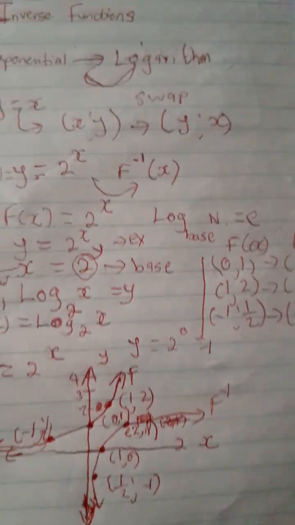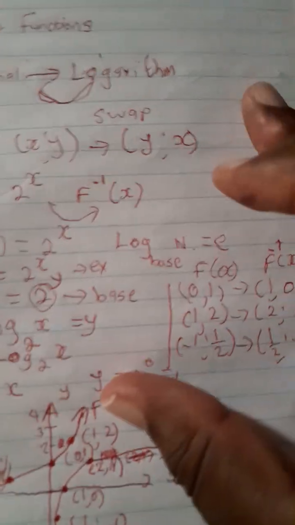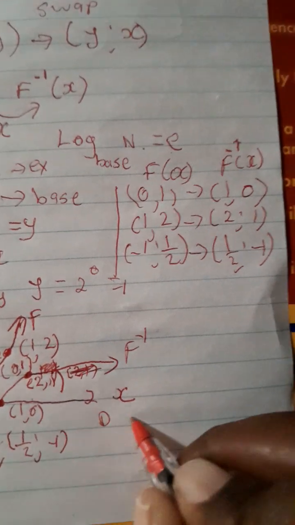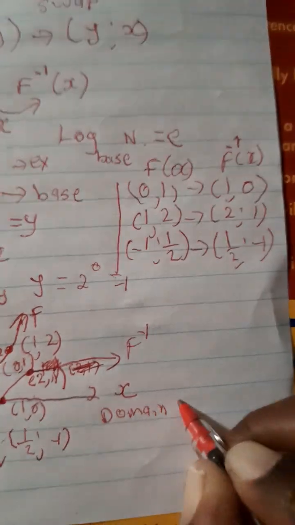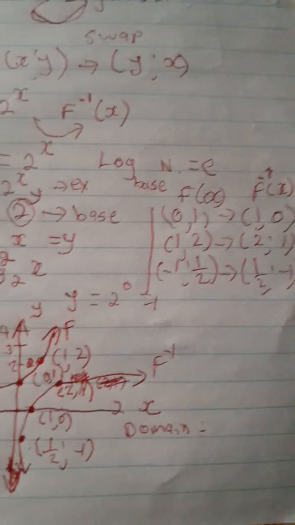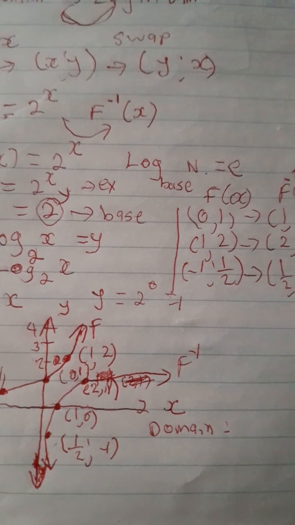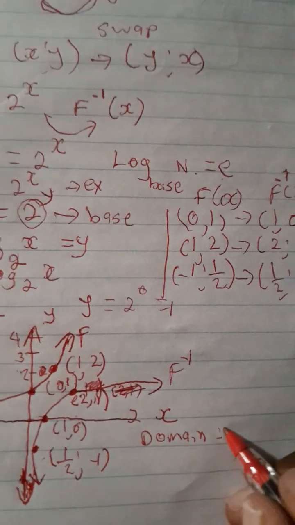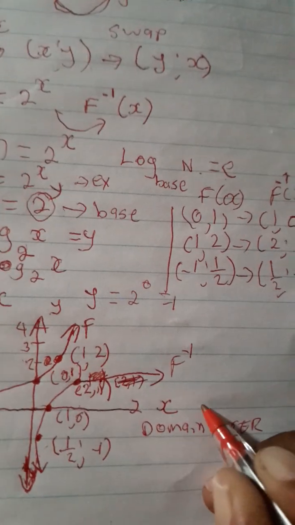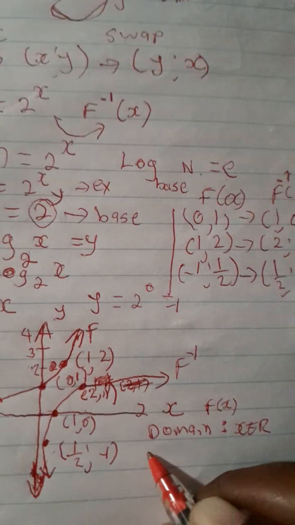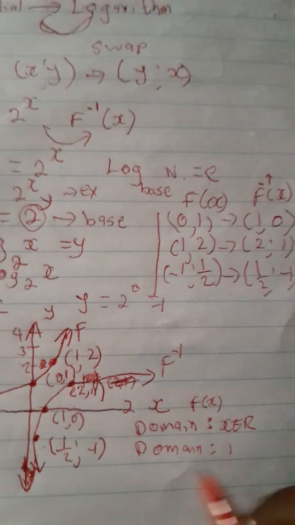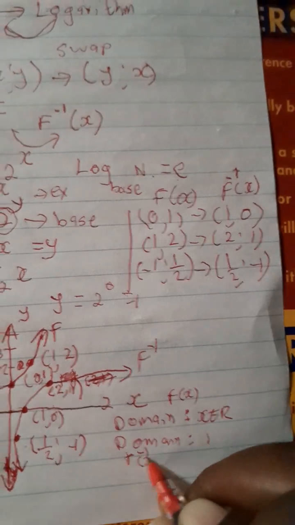So now I want us to end our video with how we determine the domain. The domain of the original graph of f, which is y is equal to 2x, will be, as you learned in grade 10, x is an element of real numbers. This is the domain of f of x. What about the domain of the inverse?